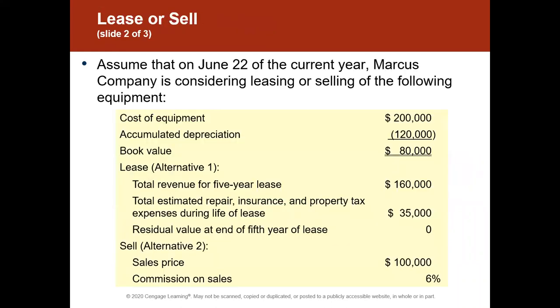And so there's a lot of factors. All right, so here's a lease or sell example. On June 22nd of the current year, Marcus Company is considering leasing or selling the following equipment.